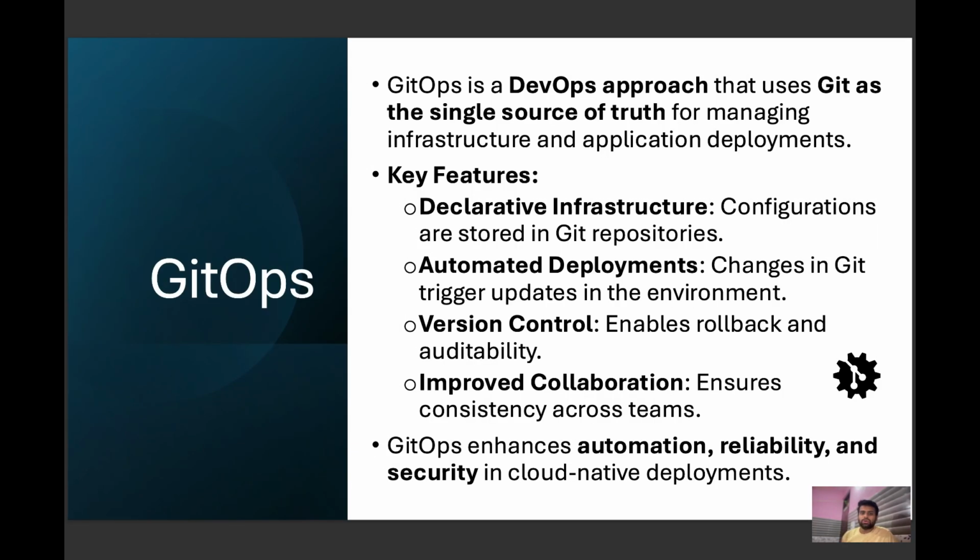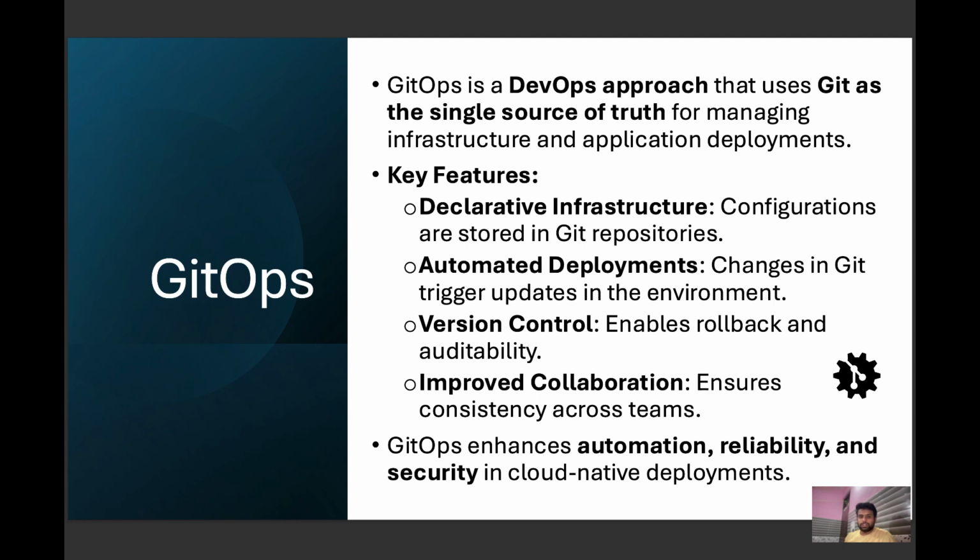GitOps. So we are developing our DevOps culture. There is also a technique called GitOps, which is another type of DevOps approach that uses Git as a single source of truth for managing infrastructure and application deployment.